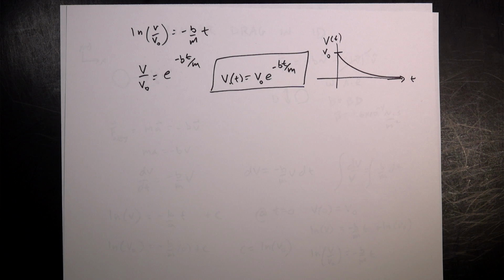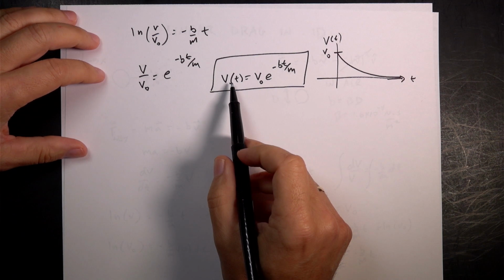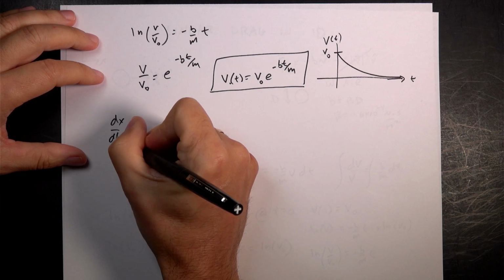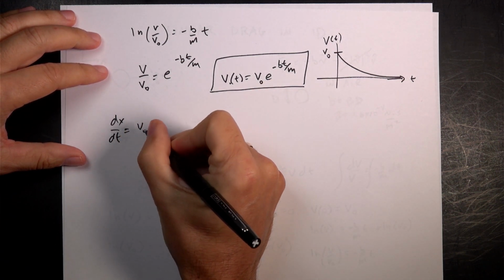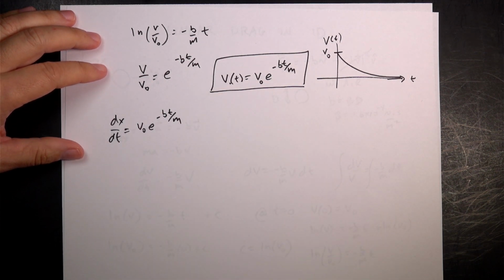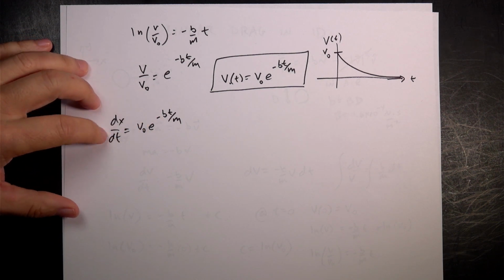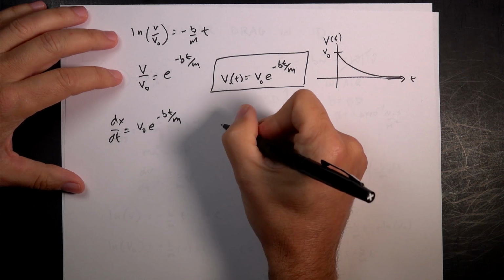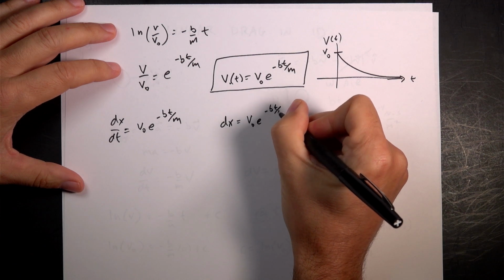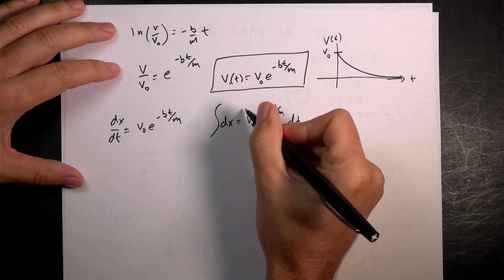Now, but what about the position as a function of time? So if I want to find position, I'm going to write the velocity as dx dt equals v0 e to the negative bt over m. And again, I can separate variables. I actually don't have any x terms over here, so it's pretty easy. I can just multiply both sides by dt, and I get dx equals v0 e to the negative bt over m dt. Now I can integrate both sides again.